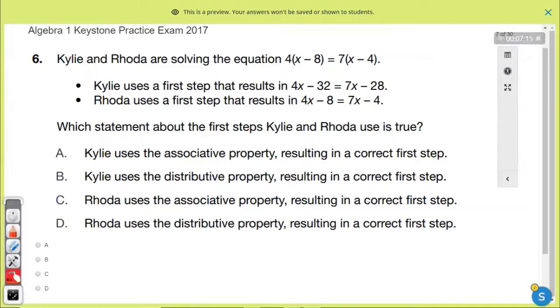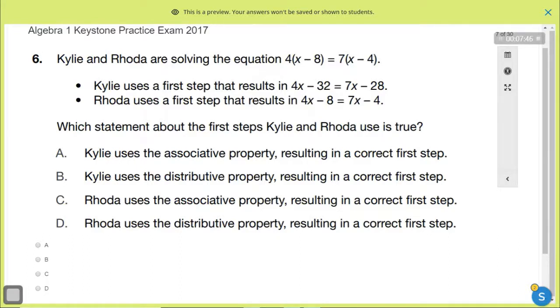All right, in this question here, we're looking at algebraic properties. Kylie and Rhoda are solving the equation 4 times the group x minus 8 equals 7 times the group x minus 4. Kylie uses the first step that results in 4x minus 32 equals 7x minus 28. However, Rhoda uses the first step that results in 4x minus 8 equals 7x minus 4. Which statement about the first steps Kylie and Rhoda use is true?